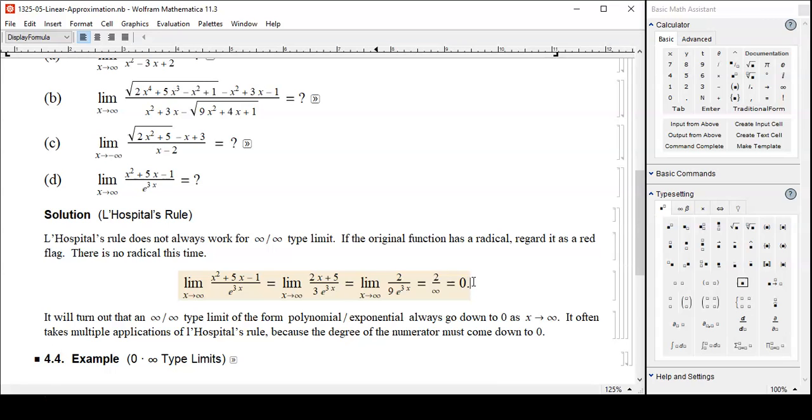And that's typically the case whenever you have polynomial over exponential. I don't care how big the polynomial is. If it is degree 100, eventually it'll all disappear. After the 101st derivative, it's going to go. As for the denominator, it's never going to go away because the exponential will stay the same all the time.